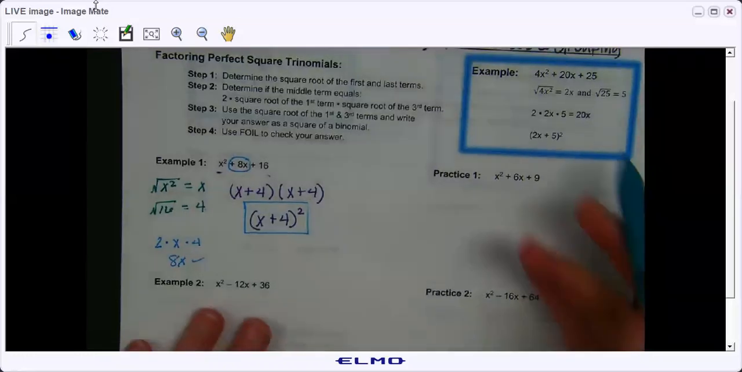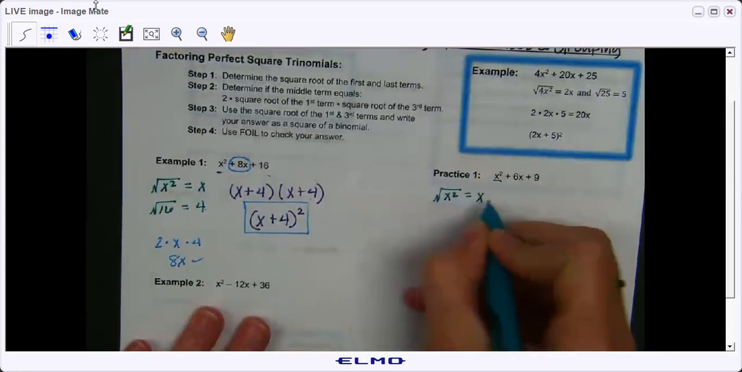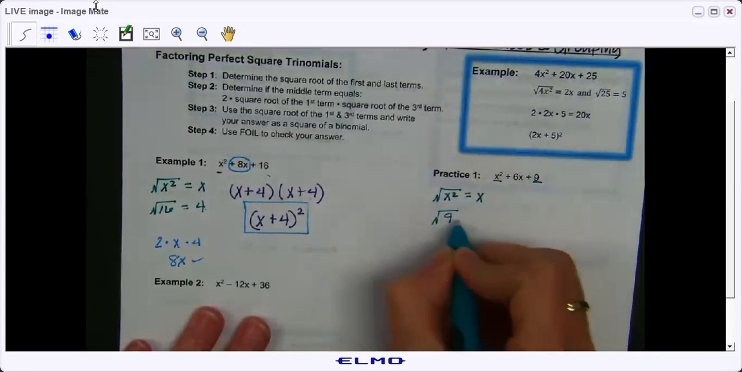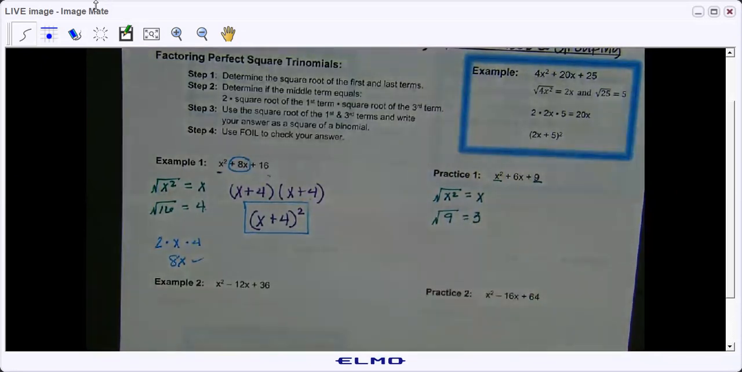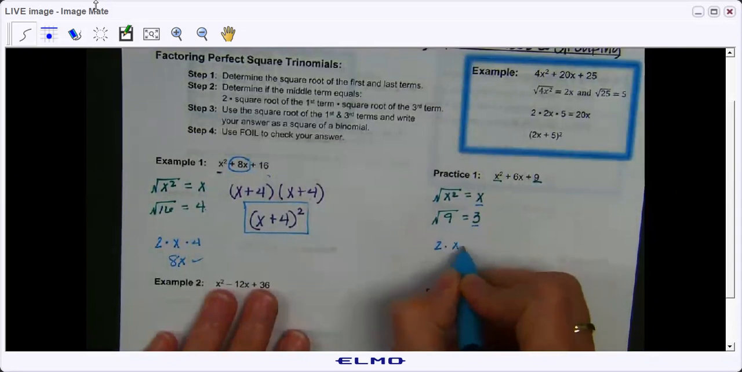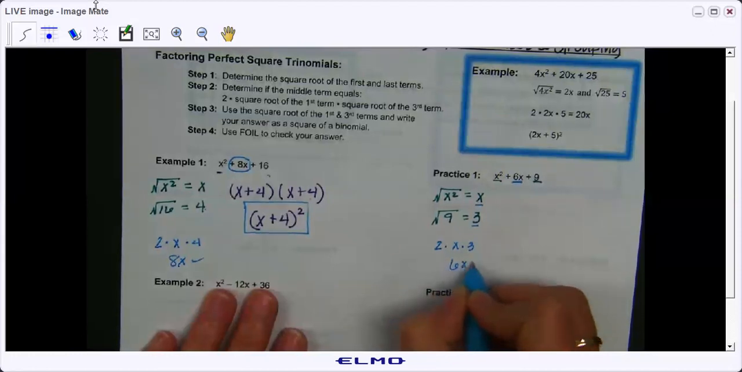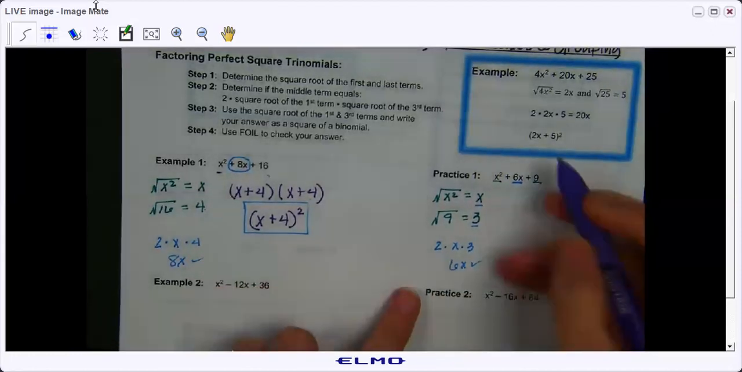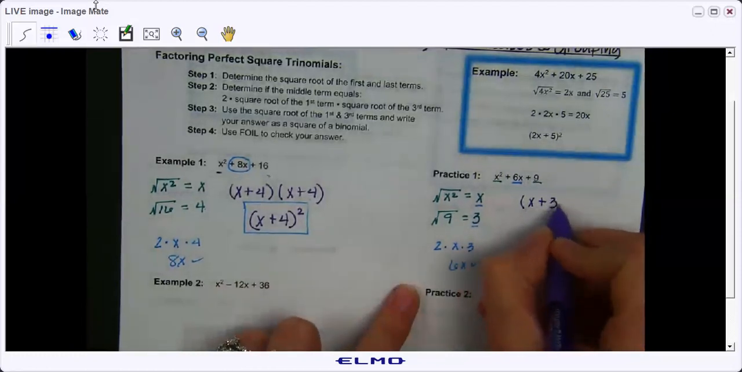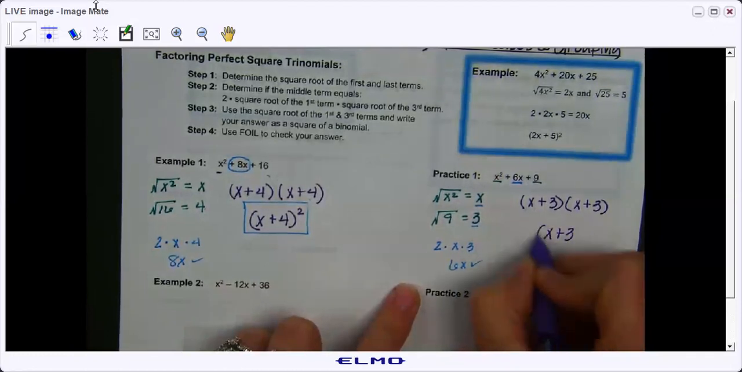For practice 1, the square root of x squared is x, and the square root of 9 is 3. Just looking at this, I can tell that my answer is going to be x plus 3 squared. But I want to double check that when I multiply 2 by these two terms, x and 3, I get my middle term. 2 times x times 3 is 6x, so that checks out. My answer is x plus 3 times x plus 3, or x plus 3 squared.